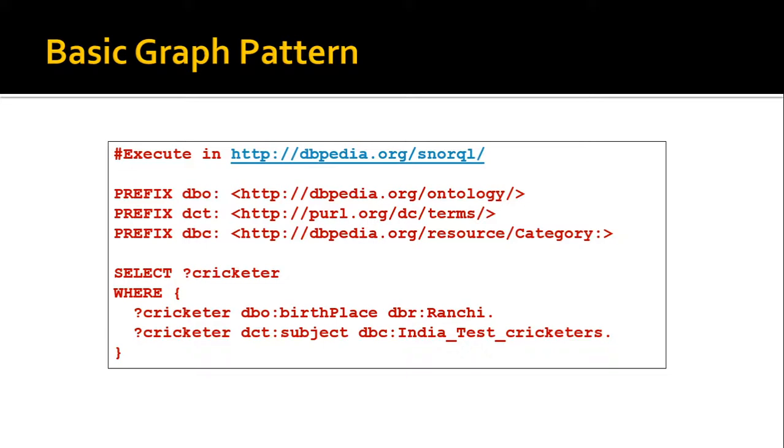Also, you can have multiple entries in your basic graph pattern. So you have two different triples. This is a real query that can be executed in DBpedia. Here we are trying to say: give me the Indian Test cricketer whose birthplace is Ranchi, right? This is a similar query to the one we are running. Let us try to run this query in DBpedia.